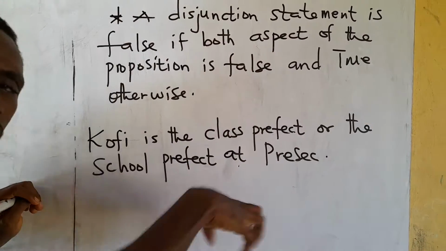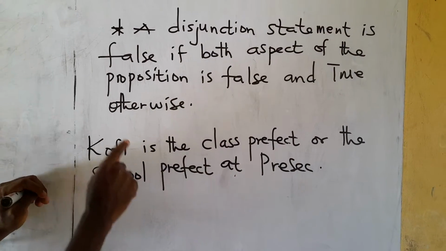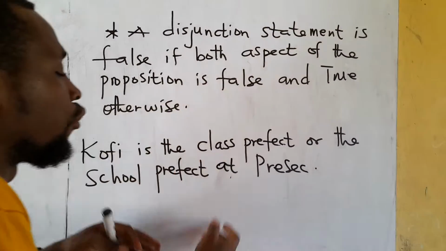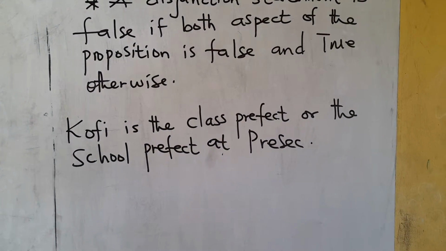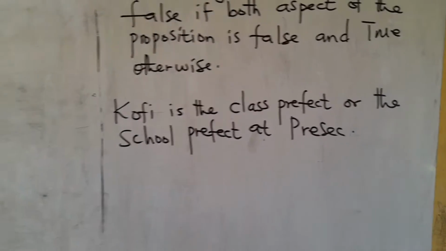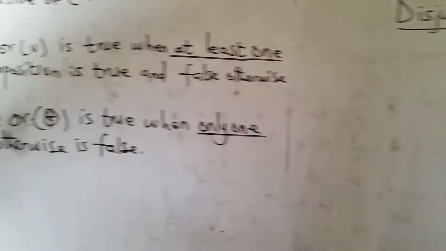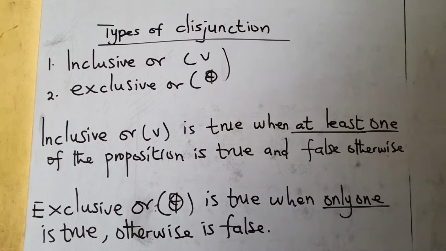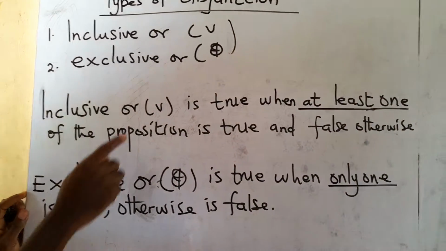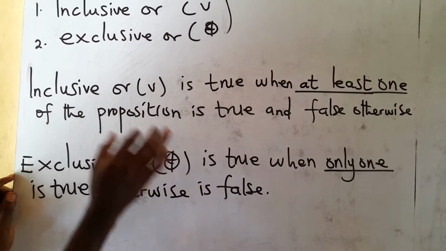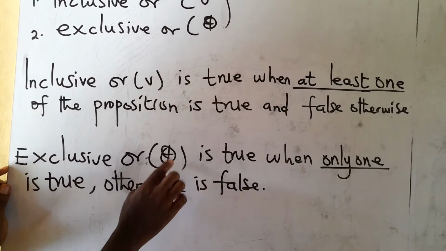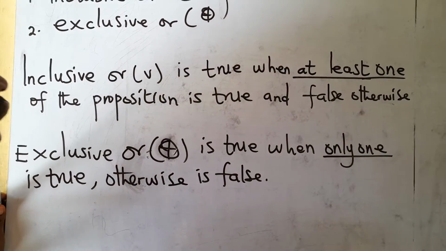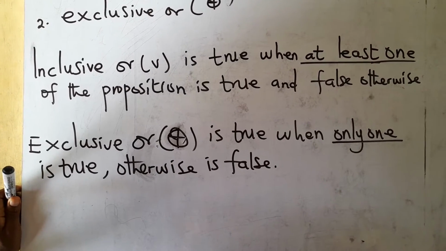This statement is true. It is only false when Kofi is not a class prefect at Presec and is also not a school prefect at Presec. I hope you get that. There are two types of disjunction statements: inclusive or, and this is the symbol, and exclusive or. The inclusive or statement, so if you see this connecting two statements, then it's an inclusive or. Then if you see this, that's a plus circled, then it's exclusive or.